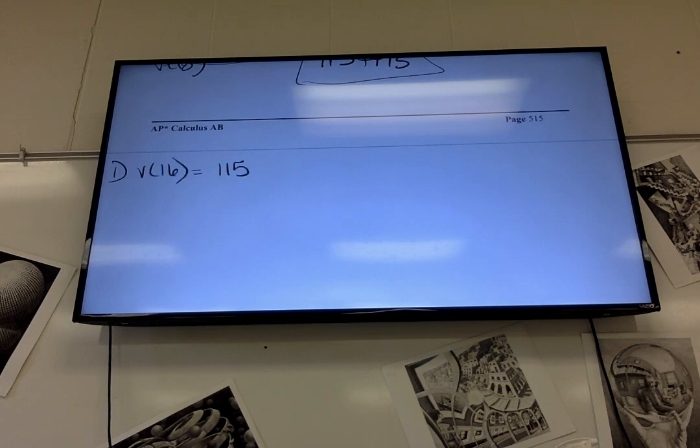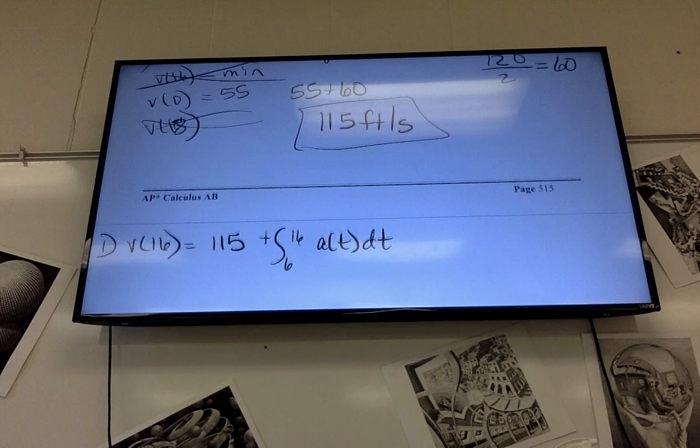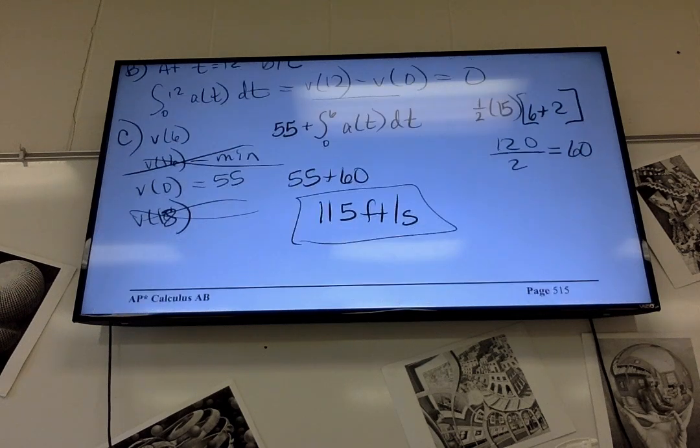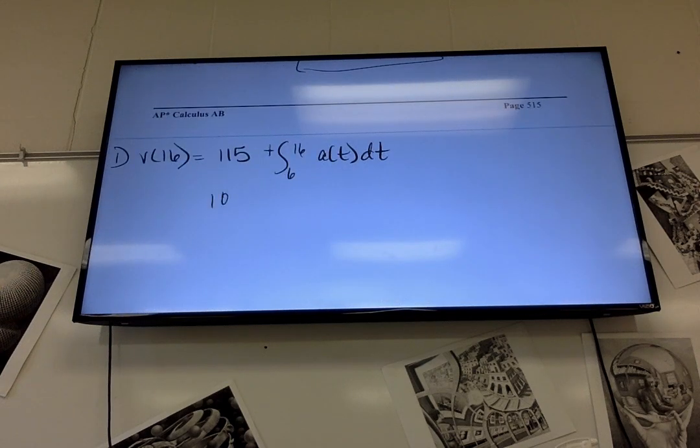It's 115, that's all the way from 0 to 6, plus from 6 to 16 of a of t dt. Maybe that's 12, isn't it? 6 to 16 is 105, by the way, and it's negative because it's below. So it's only 78. So never. Never going to equal 0.